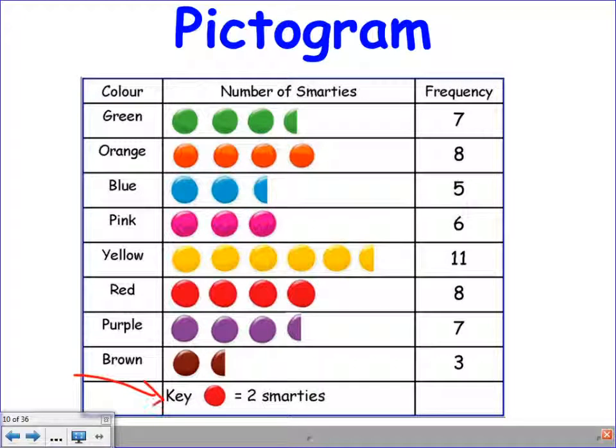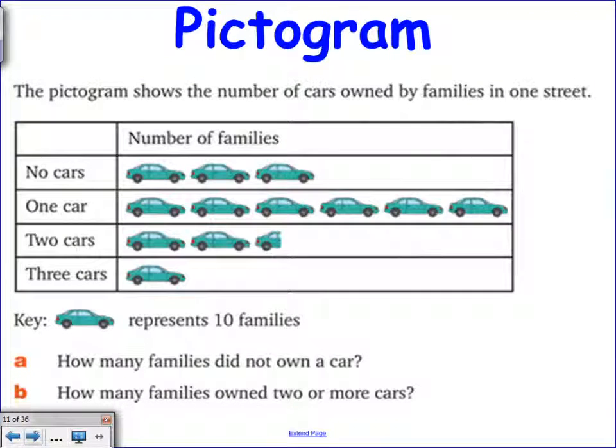So when you're talking about pictograms, you need to know what your picture represents. In this instance, one Smartie on here is 2, if that makes sense. Yeah? So 2, 4, 6, and half of 2 is another 1, 7. That's why I get 7. So can you see, in a pictogram, the picture represents a number of things. Okay? Not just one. With pictograms, you get questions on pictograms left, right, and centre.